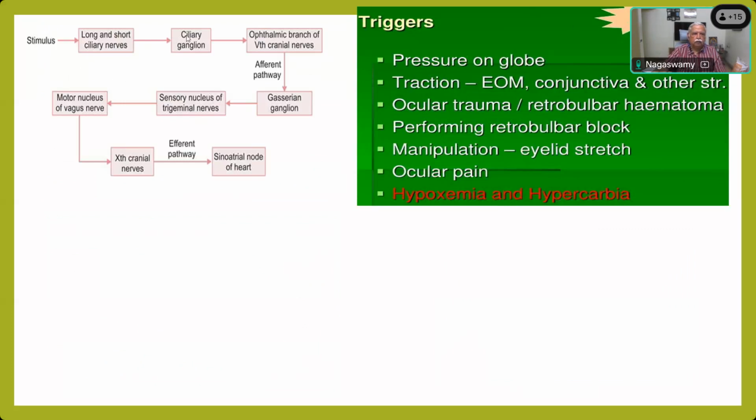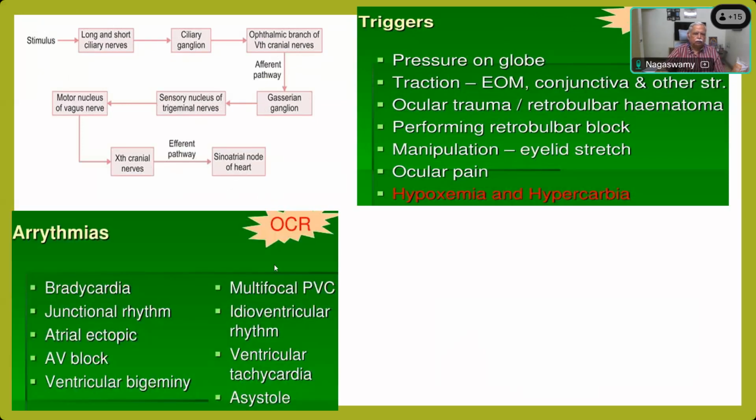The stimulus route is: long and short ciliary nerves going to the ciliary ganglion, ophthalmic branch of the cranial nerve coming to the gasserian ganglion, going to the sensory nucleus of the trigeminus, then connected to the motor nucleus of the vagus, coming through the vagus nerve, acting on the sinoatrial node. The type of arrhythmias is not only bradyarrhythmia; it can cause junctional rhythm, atrial ectopics, multifocal PVCs, all these things can happen.